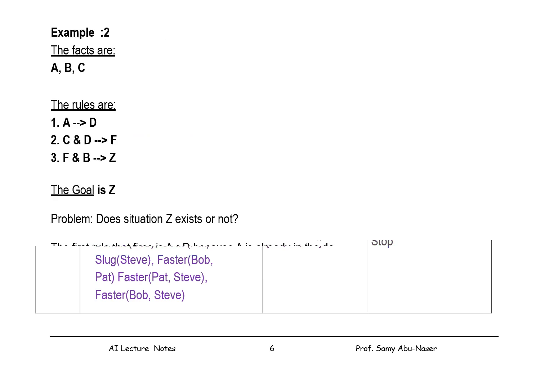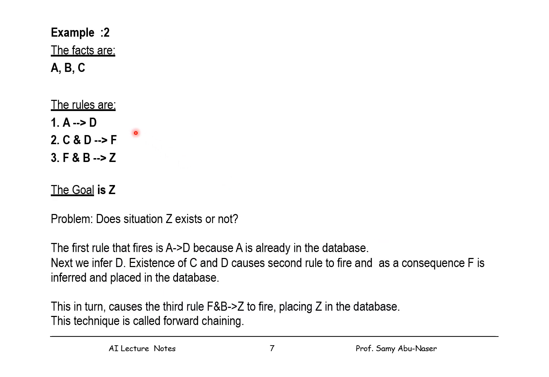Okay, another example for forward chaining. We are given facts A, B, C, and we have the rules: if A then D, if C and D then F, if F and B then Z. And we're given the goal, what we are looking for. The goal is Z. The problem: does situation Z exist or not? We don't know.